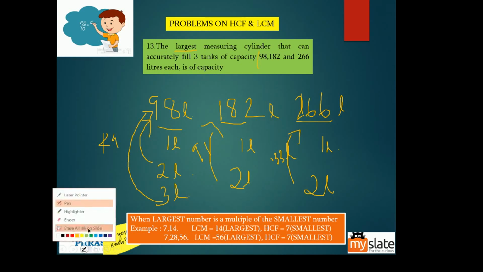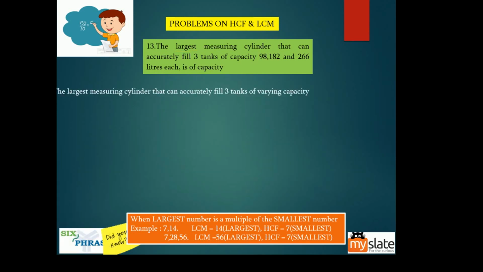The largest measuring cylinder that can accurately fill 3 tanks of varying capacity is the HCF of 98, 182 and 266. 98 is 7 into 7 into 2. 182 is 13 into 7 into 2. 266 is 19 into 7 into 2. Remember, in the prime factorization method, HCF is the product of the smallest powers of common factors. So the common factors are 2 and 7, and the smallest powers will give you 14. So the answer is 14. And thank you, guys.